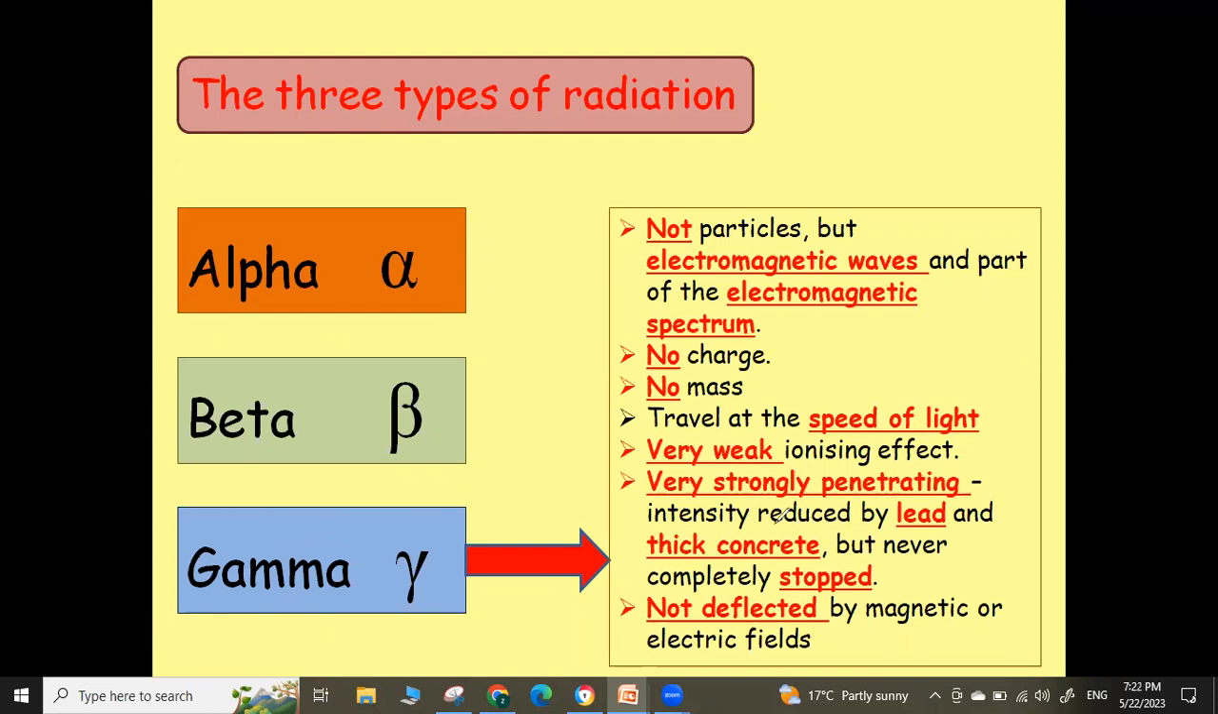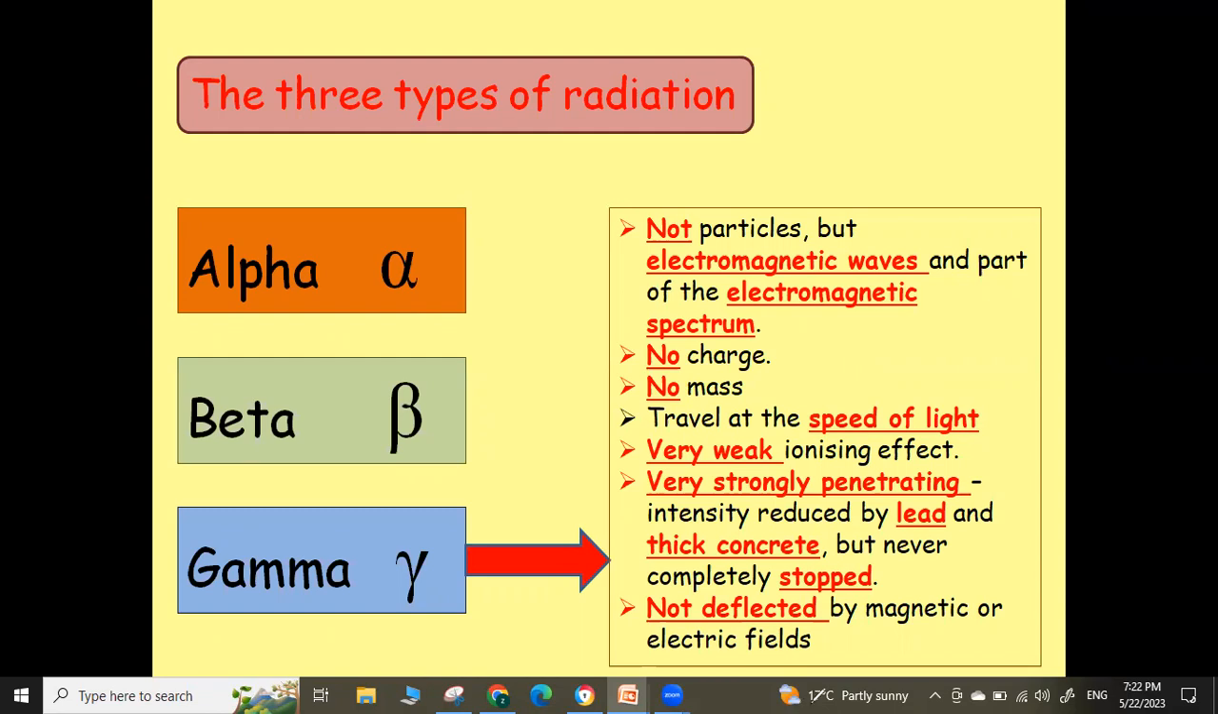And they do not have charge, no mass, and travel at the speed of light, because gamma rays are electromagnetic waves. And we know that all electromagnetic waves travel at the speed of light. They also have a very weak ionizing effect, so they couldn't remove electrons from the atoms they collide with.